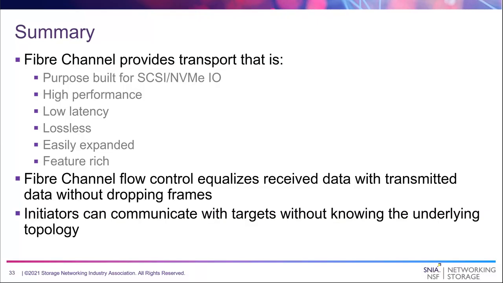Okay, so that's a pretty wide, but not necessarily deep, overview of how hosts and targets communicate. We can see Fibre Channel, the transport, provides a purpose-built transport for SCSI and NVMe IO. In fact, AJ and I were talking about it when NVMe came out a few years ago. It just worked across the Fibre Channel network because we had all of the capabilities that NVMe needed.